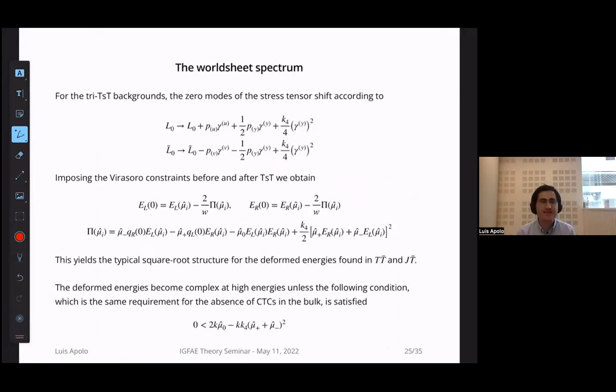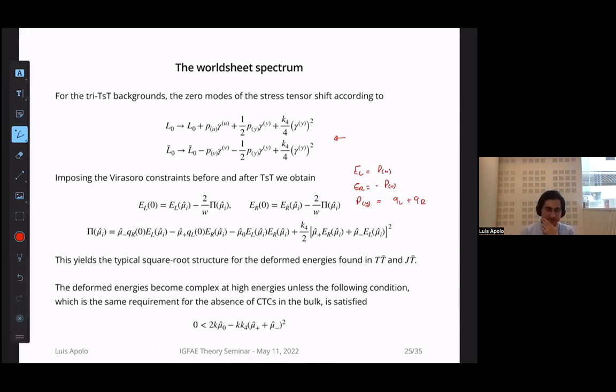Okay, so now you play the same game, you perform the shift of coordinates. This is equivalent to a spectral flow transformation. It shifts the zero modes of the stress energy tensor in this way. And if you impose the Virasoro constraints before and after the TsT transformations, you find the following relationship between the deformed and undeformed charges. So here, the left moving charge is identified with Pu. The right moving charge is Pv with a minus that comes from our conventions, and Py, which is the momentum along y, is written in terms of a left and right moving U1 charge.